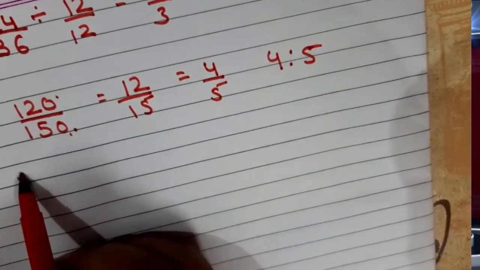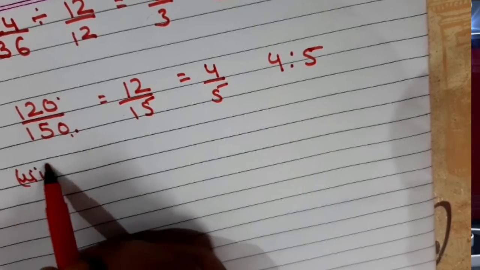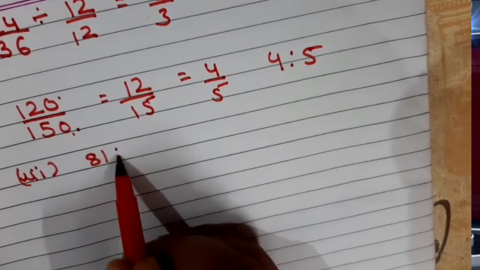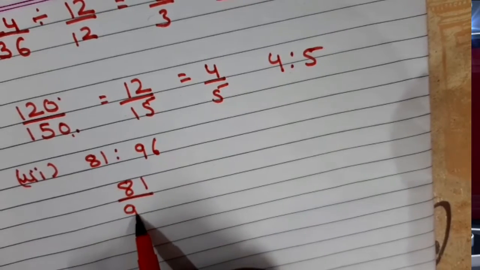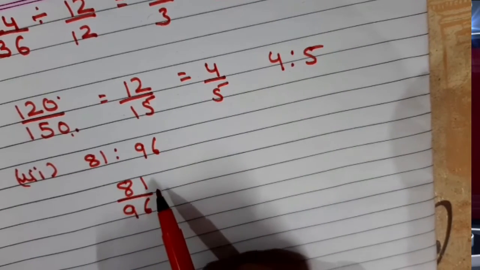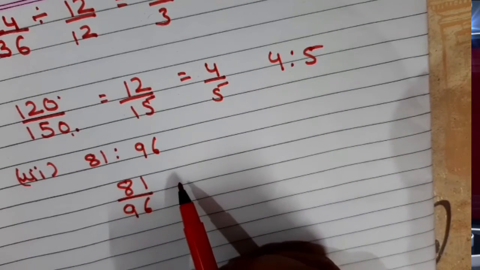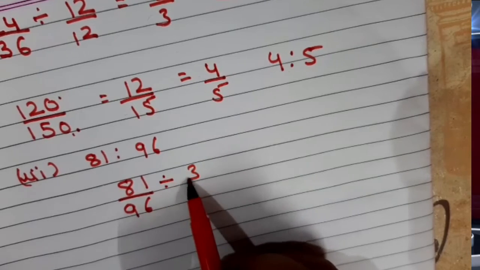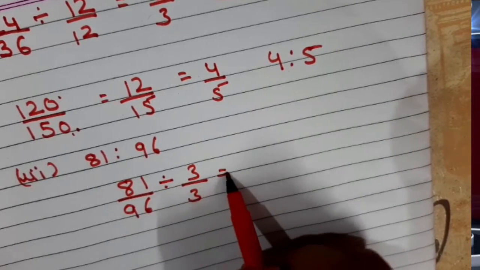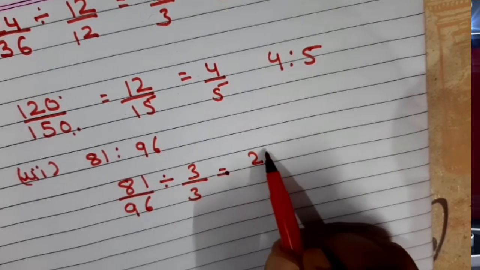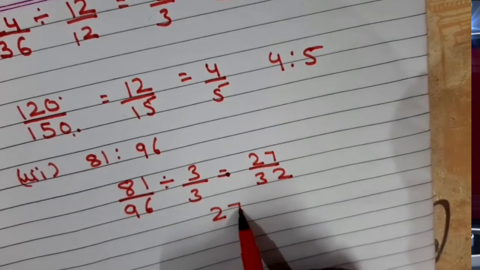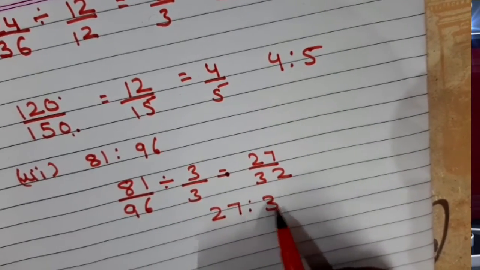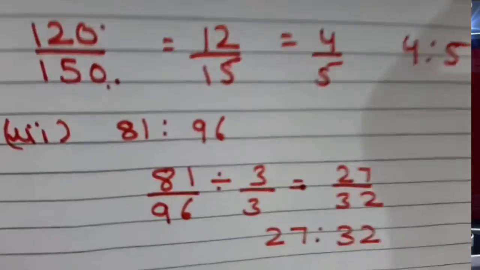Okay students, one more part I will do. The third part, that is 81:96. You can use any of the methods. I am finding out the HCF here. HCF of 81 and 96 is 3. So I will divide both the numerator and denominator by 3. So answer is 27 upon 32. That is, my answer is 27:32.